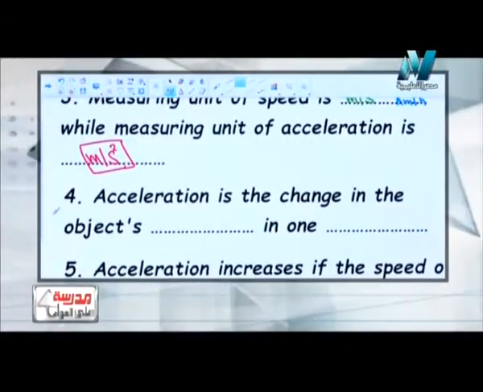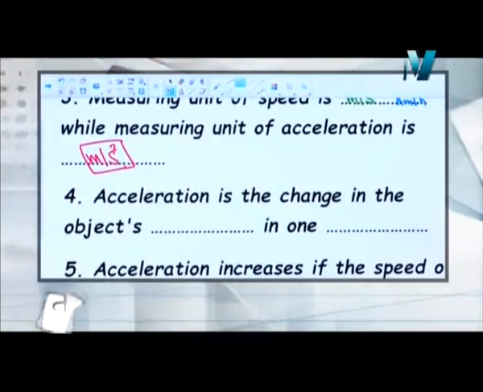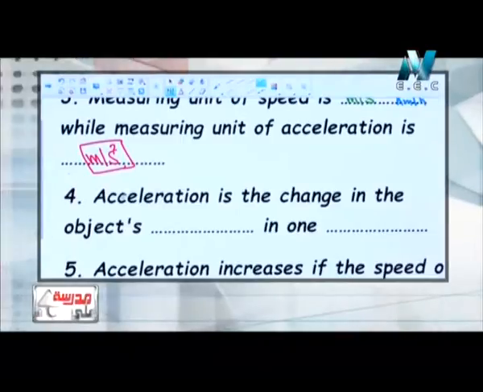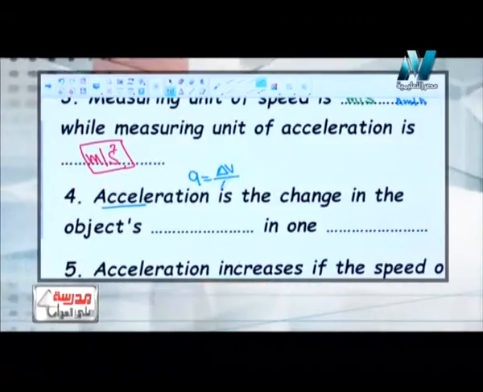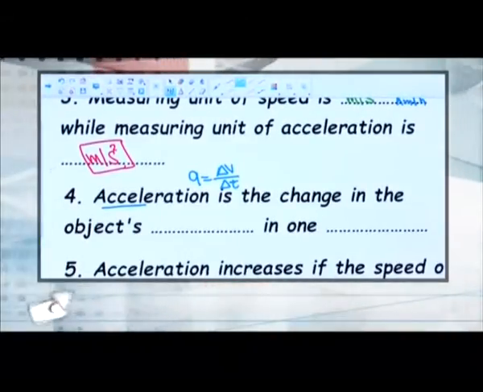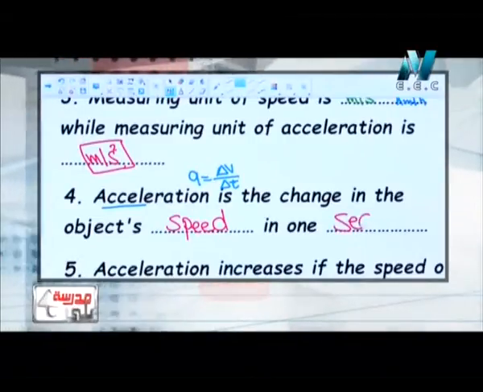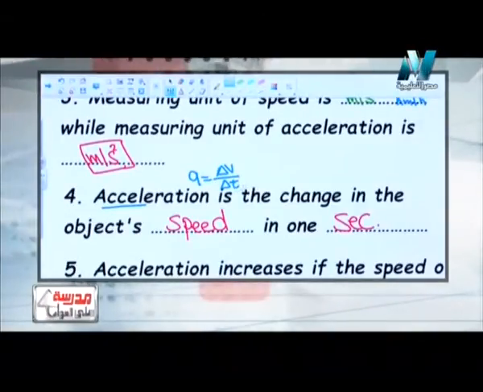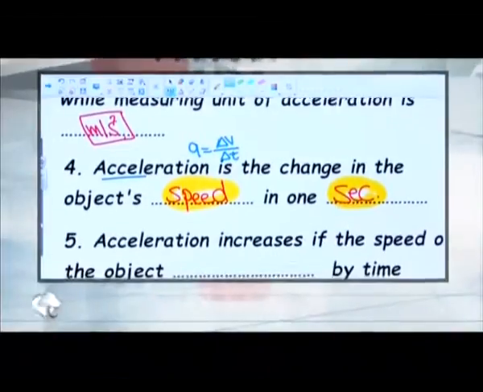Number 4. Acceleration is the change in the object's speed in 1 second. We have a mathematical rule: A equals delta V over delta T, where V means speed. So the change in the object's speed in 1 second, or through time unit, because acceleration is described by speed and time.